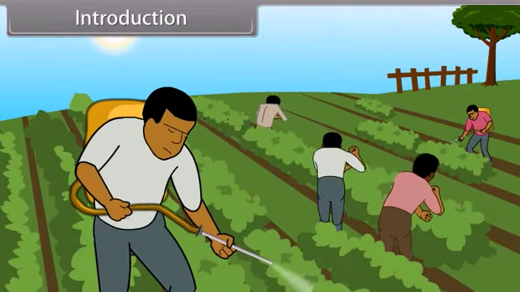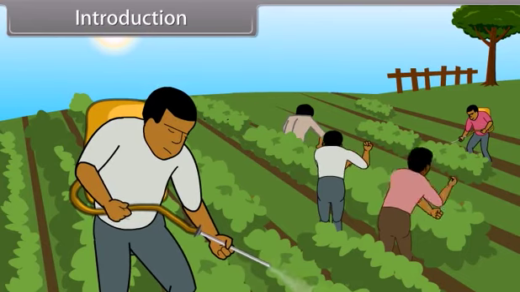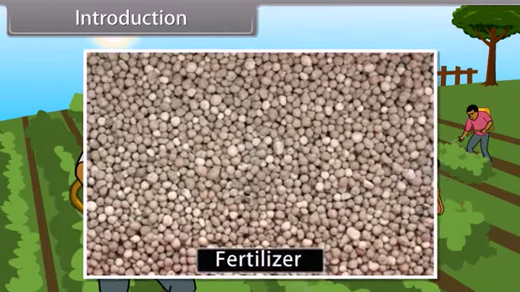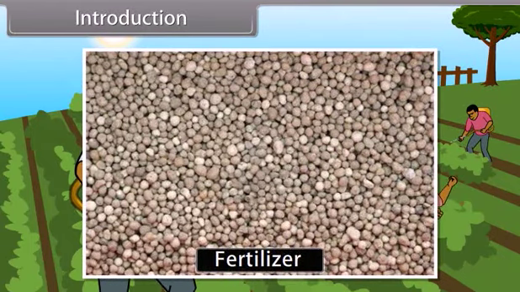Students, as we all know, fertilizers are widely used in modern-era agriculture. Fertilizer use has been shown to be very effective in increasing agricultural productivity. About 40% of world protein production is based on synthetic ammonia.